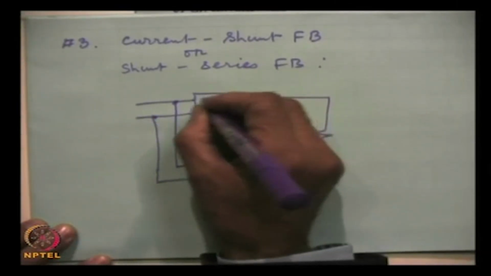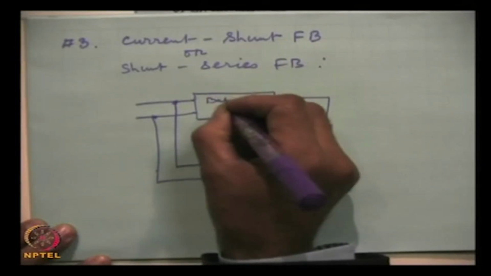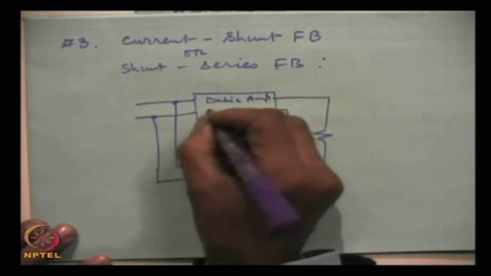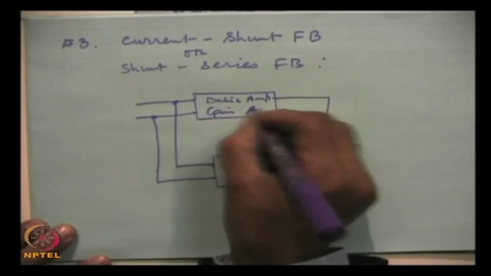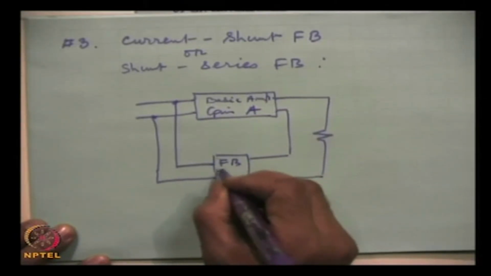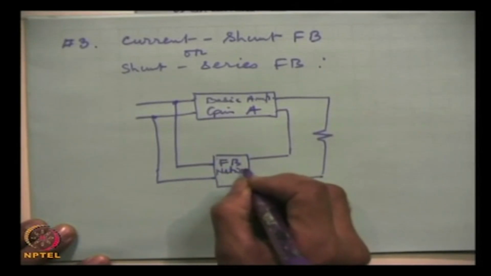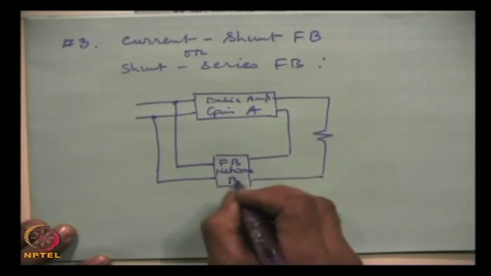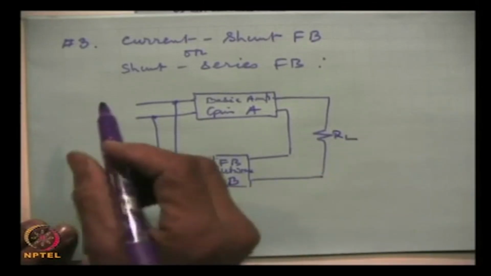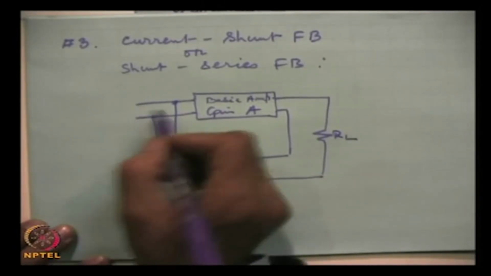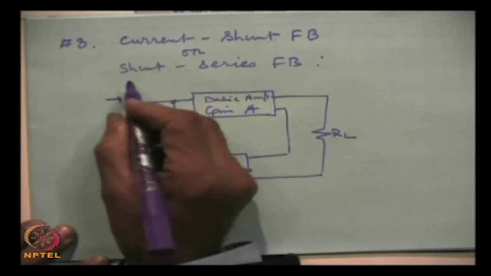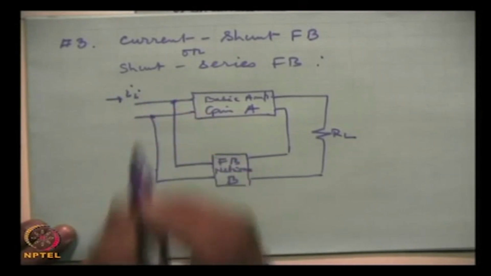This is the basic amplifier, gain A, and this is the feedback network, gain B. This is the load resistance, and here we will connect the signal which will generate the input current I I.